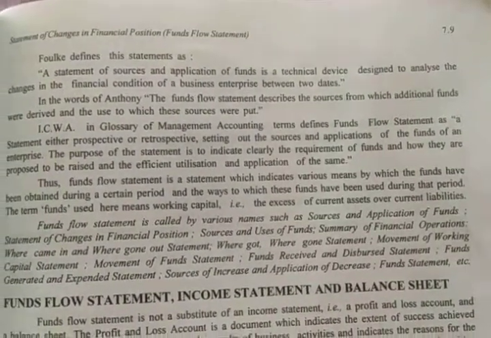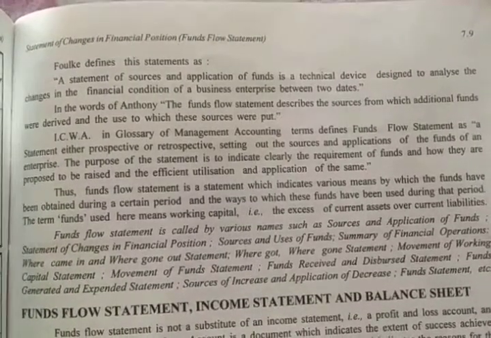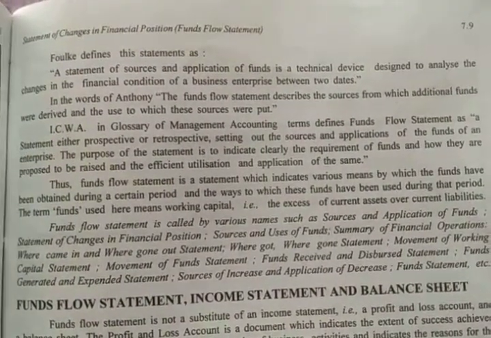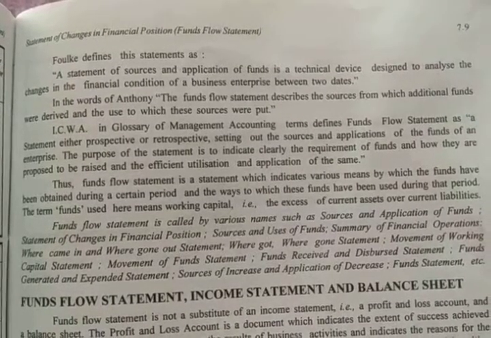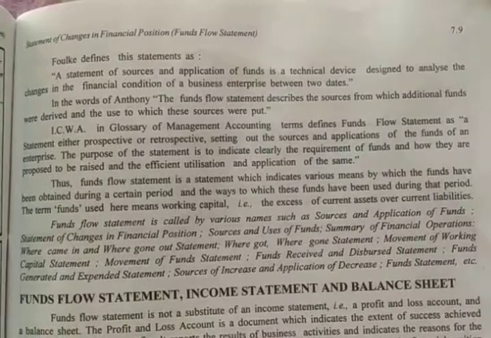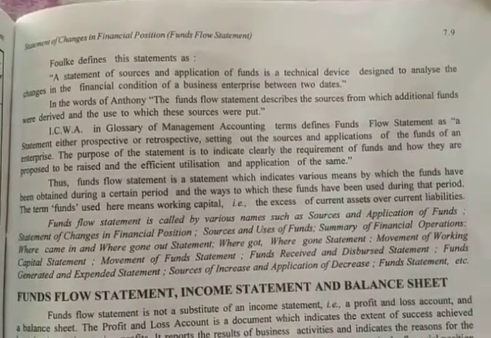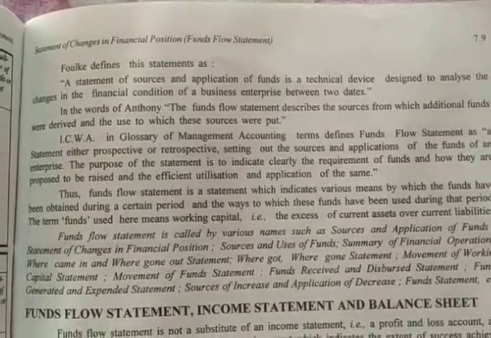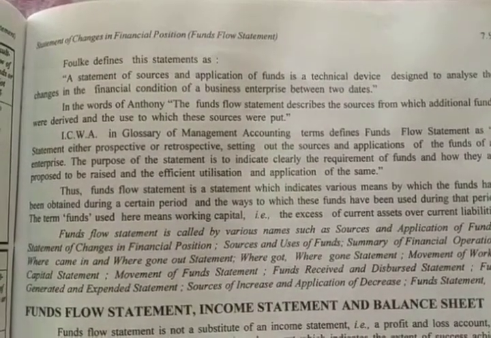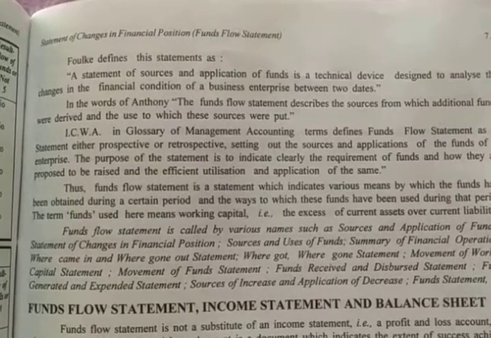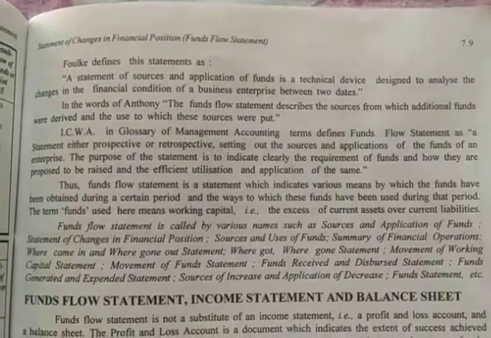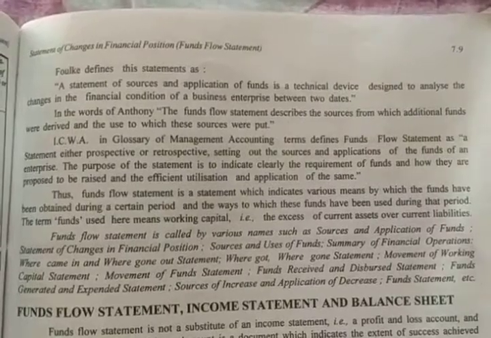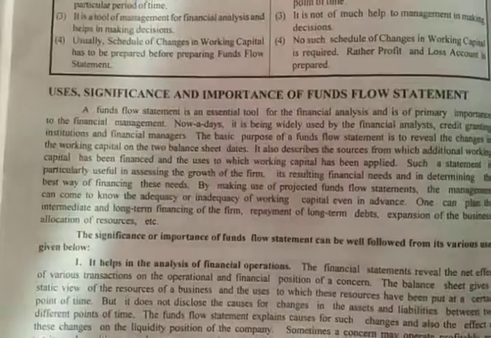We call the fund flow statement by many other names, that is, statement of change in financial position, sources and use of fund, summary of financial operations, where came in and where gone out statement, movement of working capital statement, movement of fund flow statement, fund received and disbursed statement, funds generated and expended statement, sources of increase and application of decrease fund statement, etc. These are the various names given to the fund flow statement.